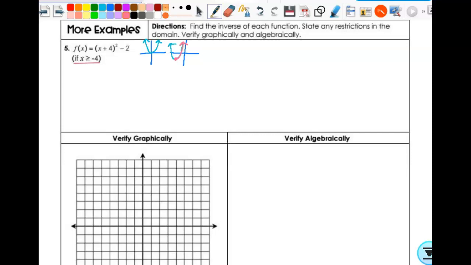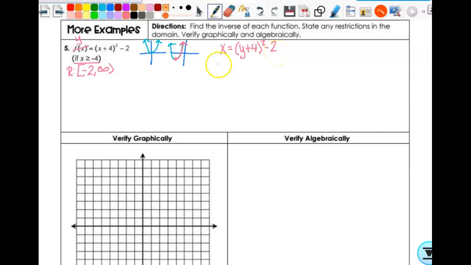And before I move forward, because I'm clearly going to have some restrictions in the end, this is my domain restriction of the original one. I need my range restrictions because that's going to become my domain. So what's the range of this pink part? -2 to infinity. Good. And I know that because I went left 4 and down 2, right? All right, so that's the range of this one. So now I'm going to change this to y, and I will have x equals y plus 4 squared minus 2.